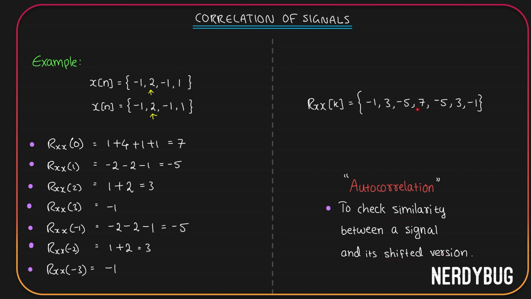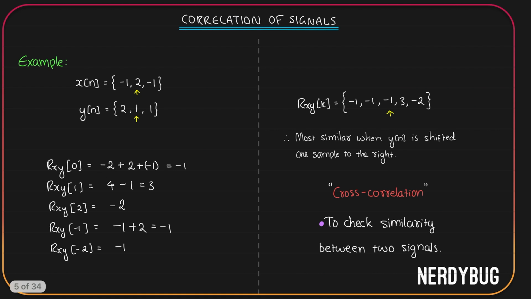Here we can see the highest number we got is 7, and it corresponds to no shift in the signal, which is obvious because we are finding the correlation between the same signals. They are the most similar when one of them is not shifted at all.